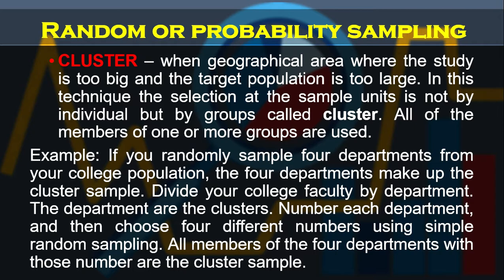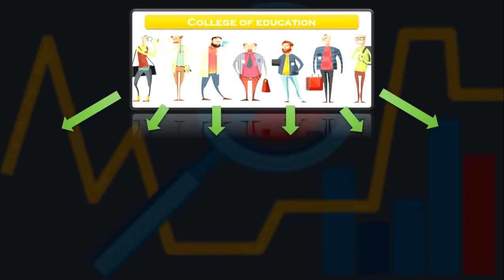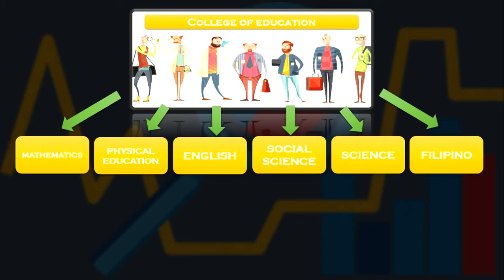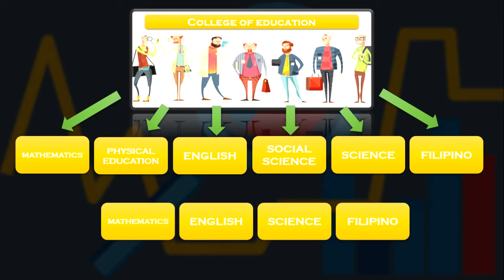So as you can see here, of all the types of random or probability sampling, we are using the lottery or simple random sampling at the end. So for instance, here we have the College of Education. There's a mathematics department, physical education, English, social science, science, and Filipino. So if we use random sampling here, we choose 4. In this case, let's say it's math, English, science, and Filipino. And the faculty of the 4 departments are now our cluster sample.